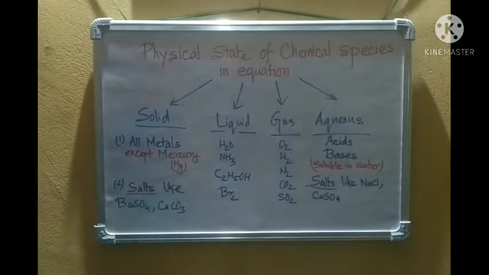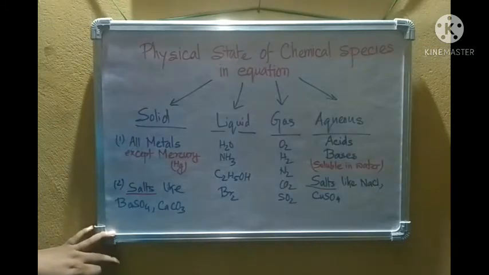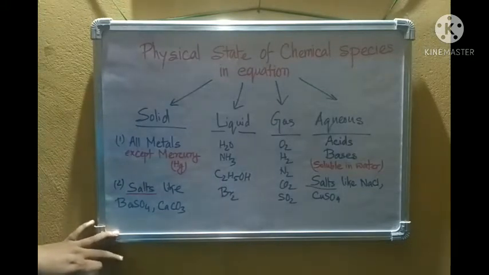Now writing a physical state in a chemical reaction is confusing. Most students face difficulty in mentioning the physical state while writing the chemical equation. Generally we can easily categorize different types of compounds or elements based on their physical state. So I will try to help you reduce your confusion. Let us look at each state one by one.